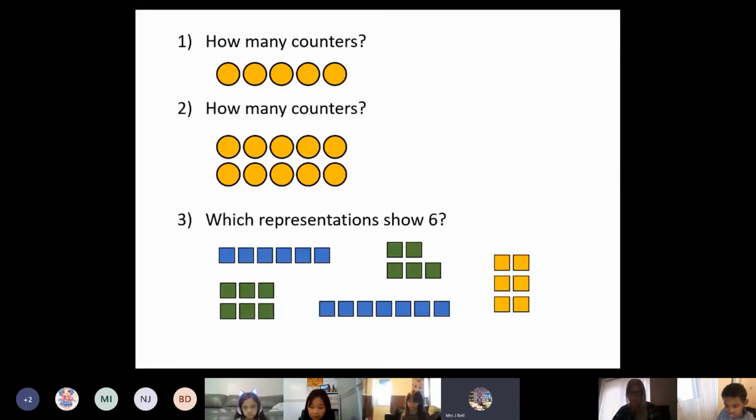Question 1, just a starter question. How many counters for number 1 and number 2? And which representations show 6? So for number 3, you might want to just use the colors. You could write the colors to identify which of those representations show 6.